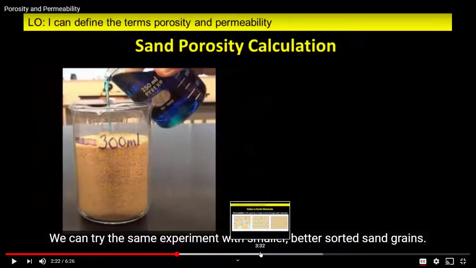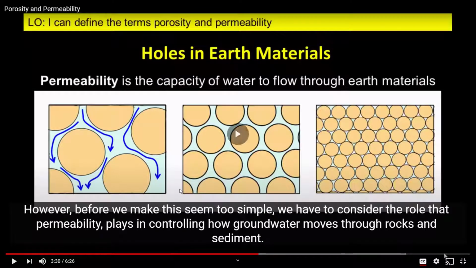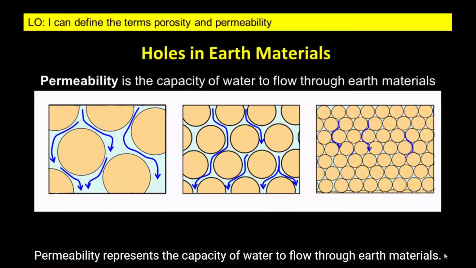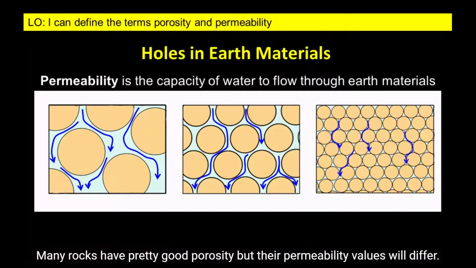Now we're going to learn a little bit, but porosity isn't all the story. The rest of it is how connected those pore spaces are, which is an idea called permeability. We have to consider the role that permeability plays in controlling how groundwater moves through rocks and sediment. Permeability represents the capacity of water to flow through earth materials. It's not sufficient that groundwater is present, it must also be able to flow into our well so that we can extract it.